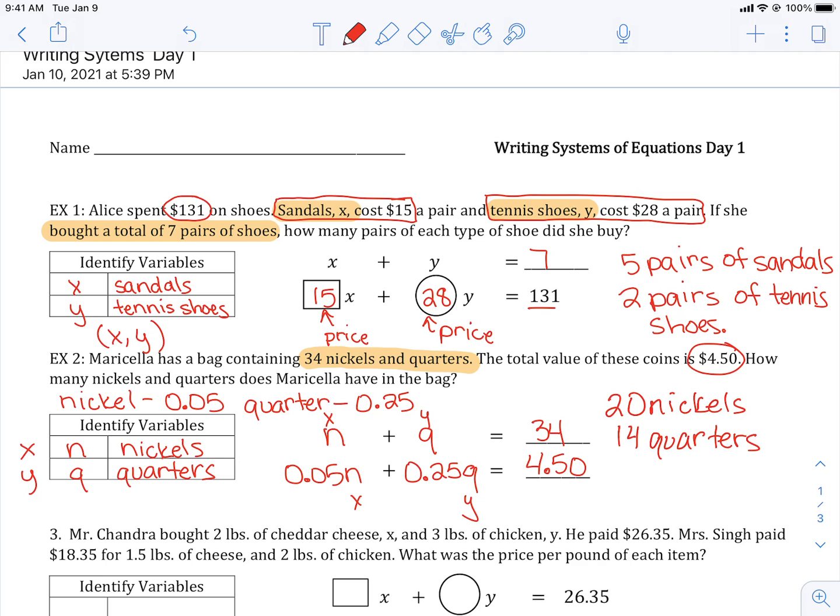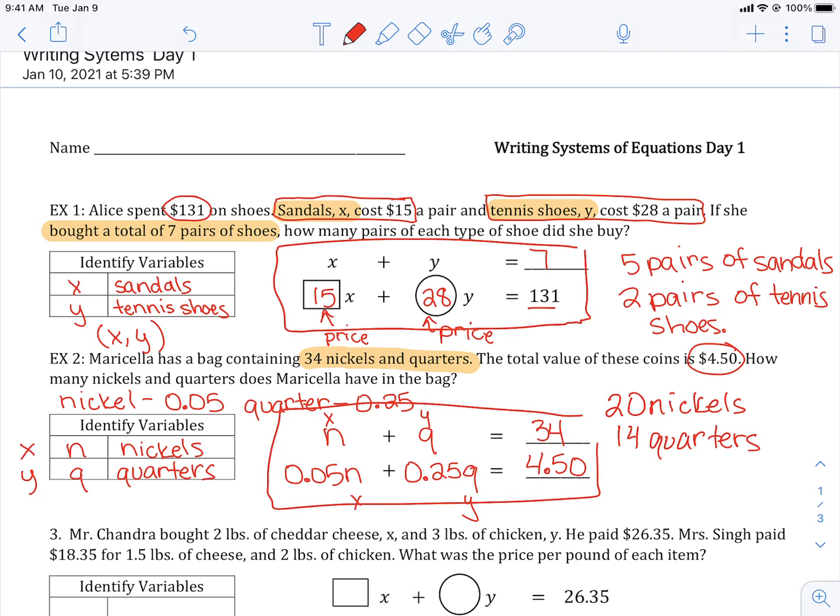And for the sake of this video, that's why I'm solving, but for the day, you're just writing the equations. So what you're looking for is this answer right here and this answer right here. Just writing the equations. If you have any questions, please make sure you ask your teacher for help.